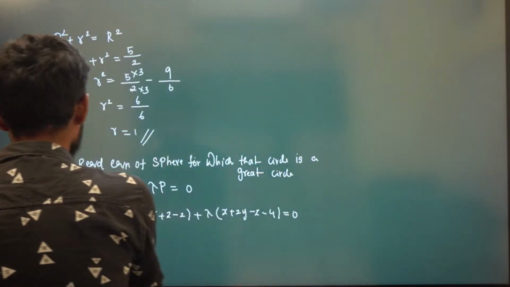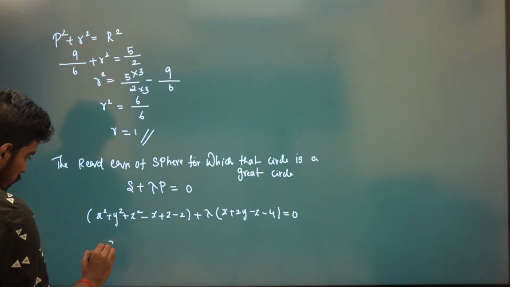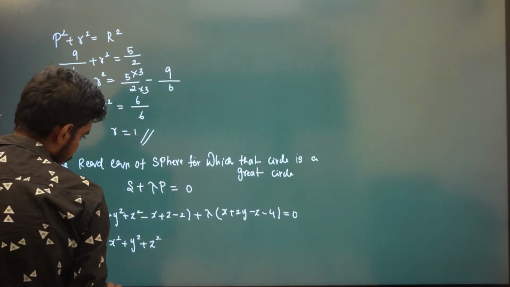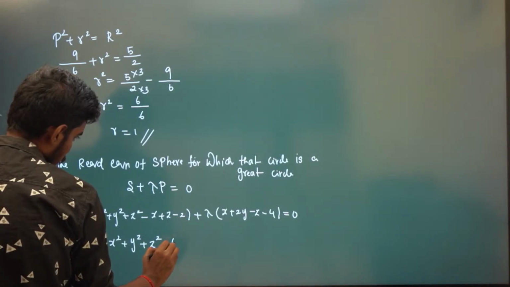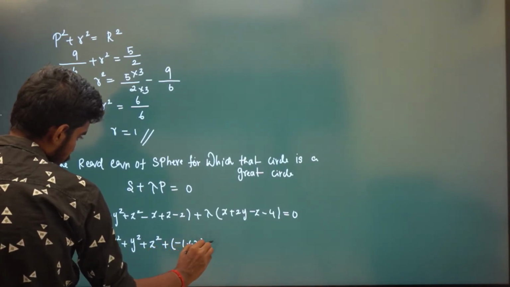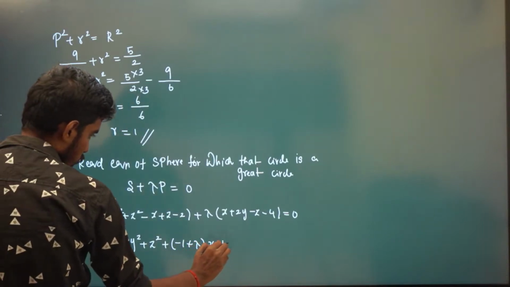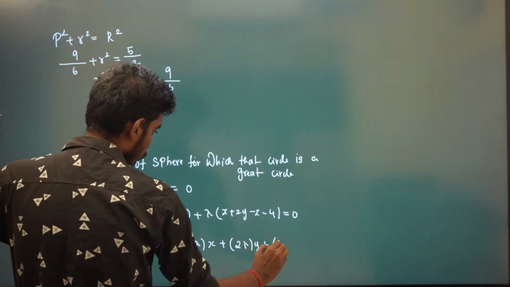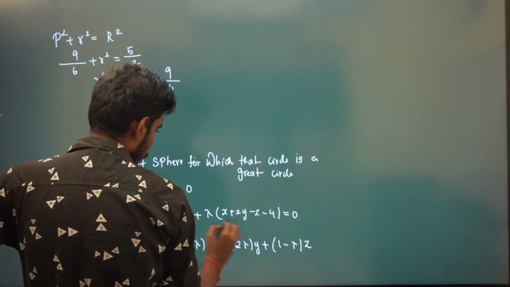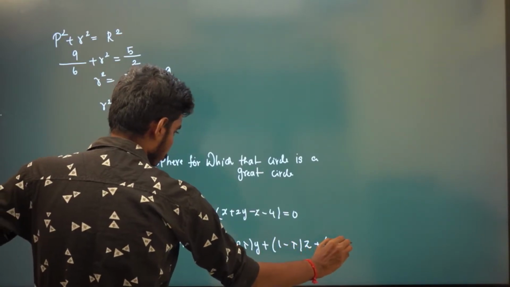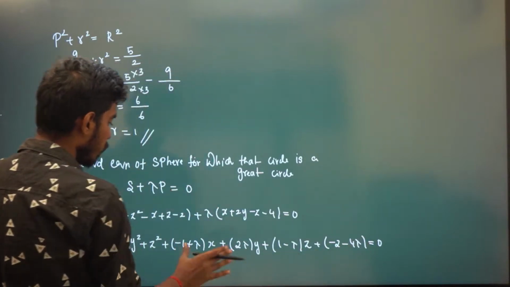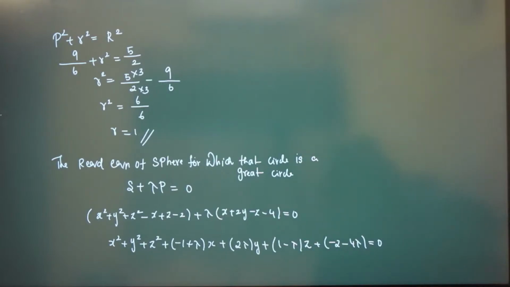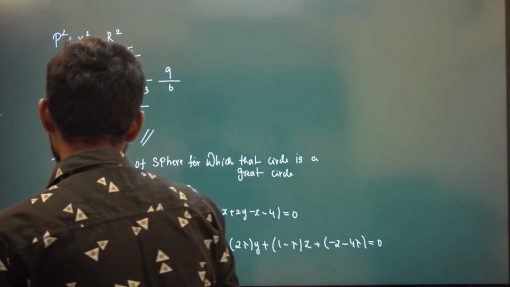How to find lambda? See, this is the same as x square plus y square plus z square. If I take x outside, we will have minus 1 plus lambda times x, right? And if I take y outside, we will have 2 lambda into y. And if I take z outside, we will have 1 minus lambda into z. And the constant term is minus 2 minus 4 lambda is equal to 0. This is the equation of the sphere which we need to find. But we haven't used the condition that this has to be the great circle, right?